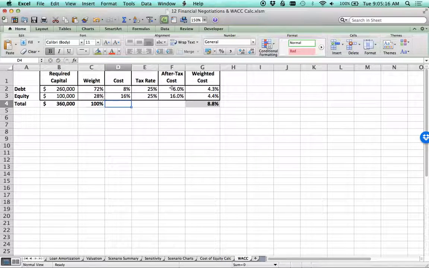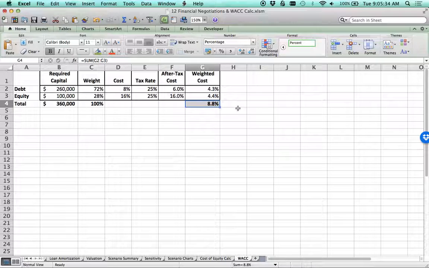Based on all the weightings and calculating through, that winds up being an 8.8% weighted average cost of capital. And so now when you do your net present value, you would be doing it using an 8.8% cost instead of the 10% cost.